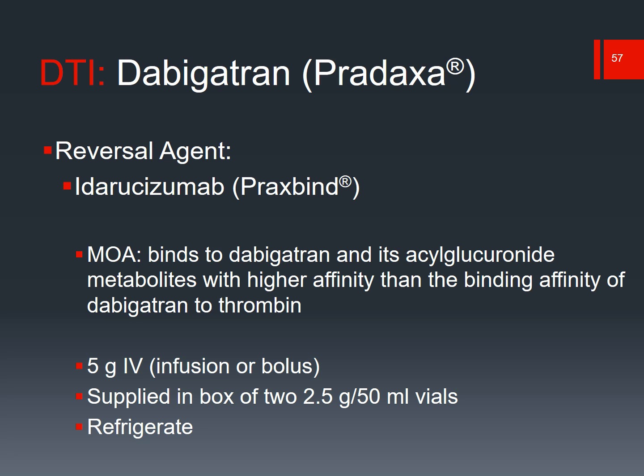There is a reversal agent currently available for dabigatran. We learned this last year that we can administer Praxbind to patients who are having life-threatening bleeding while taking dabigatran. Praxbind is available as a reversal agent for dabigatran. It is specific to just dabigatran and does not carry over into any other drugs in this class.